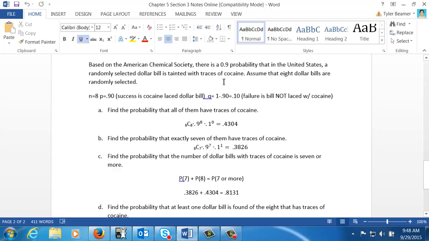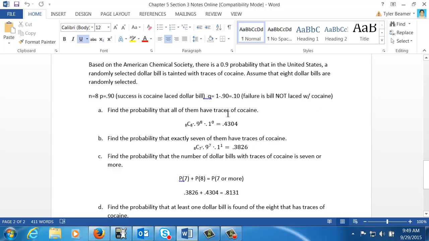So in this case, we can align some of these variables up in our problem. n is 8 because we've got 8 trials, 8 bills, randomly selected. Probability of success is 0.90. And we're going to assume in this case that success is a cocaine-laced dollar bill, since that's what we are studying based off of the American Chemical Society. q would be 1 minus 0.90, which is 0.10, and that would be the probability of failure. So the probability that you select a dollar bill and it is not laced with cocaine.